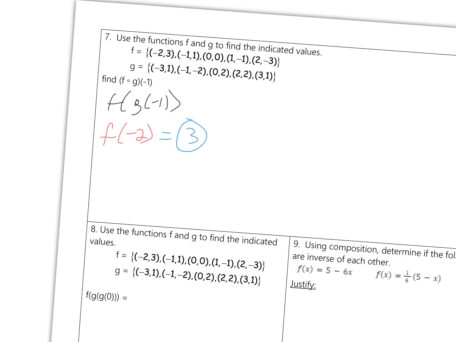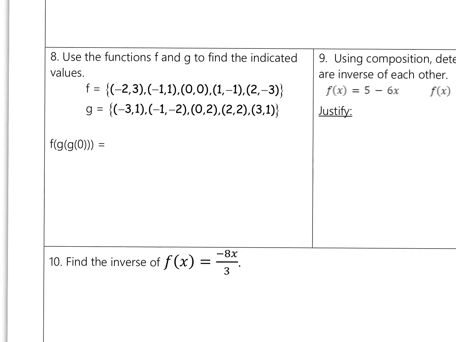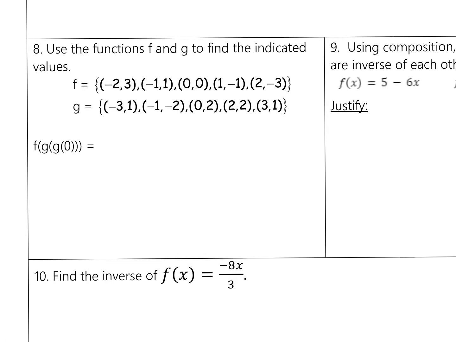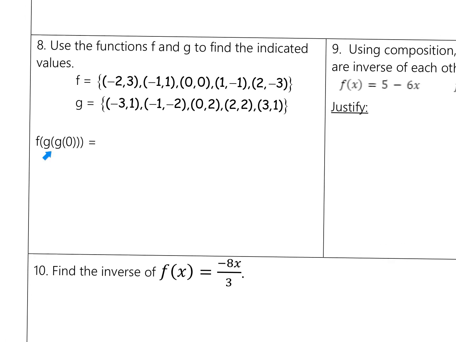Okay? Number 8. Use the functions f and g to find the indicated values. Now, you may not see one that looks exactly like this, but this is f of g of 0. Okay? So we're just going to work this out in order from the inside out. So f of g of 0. Okay? Well, let's start with g of 0. g of 0 right here is 2. So now we're finding f of g of 2.